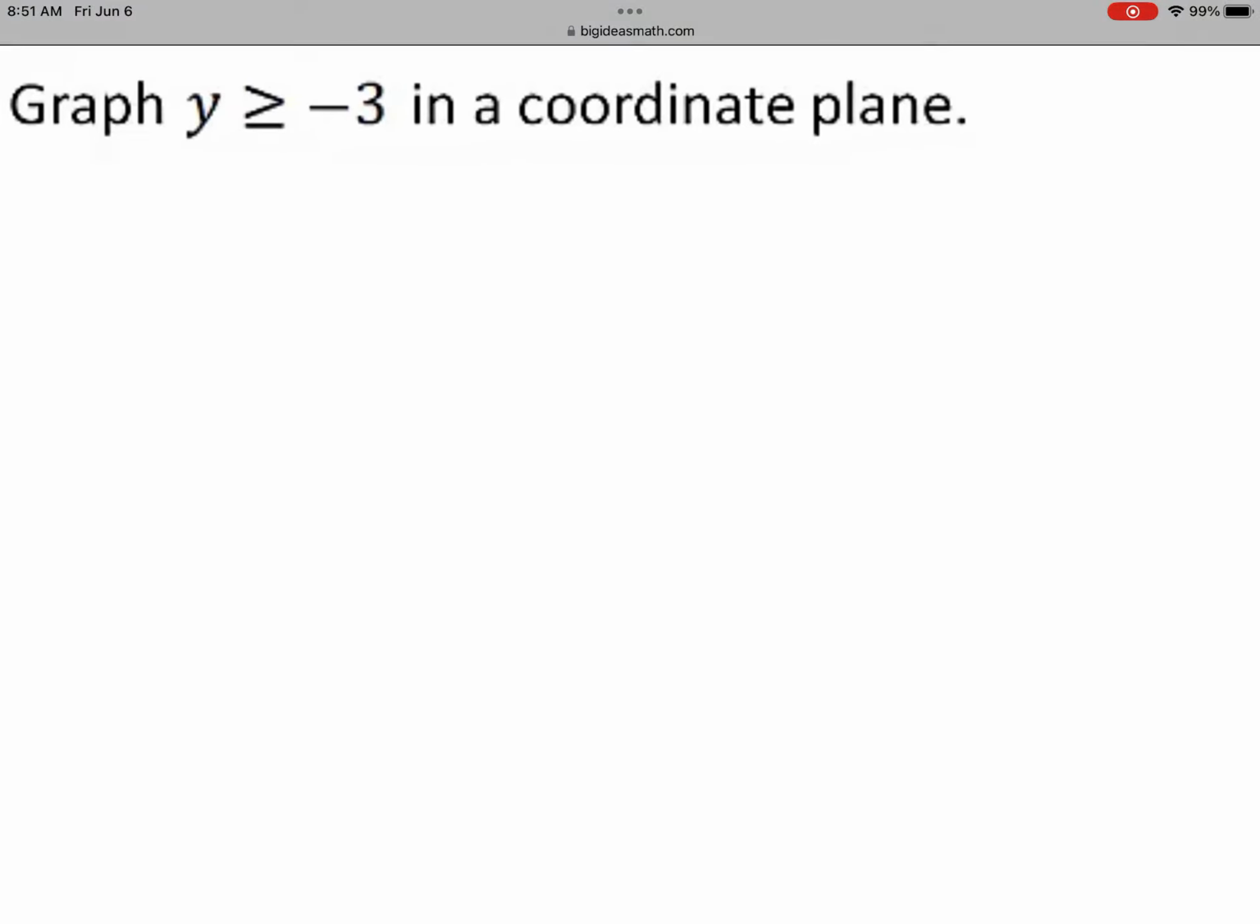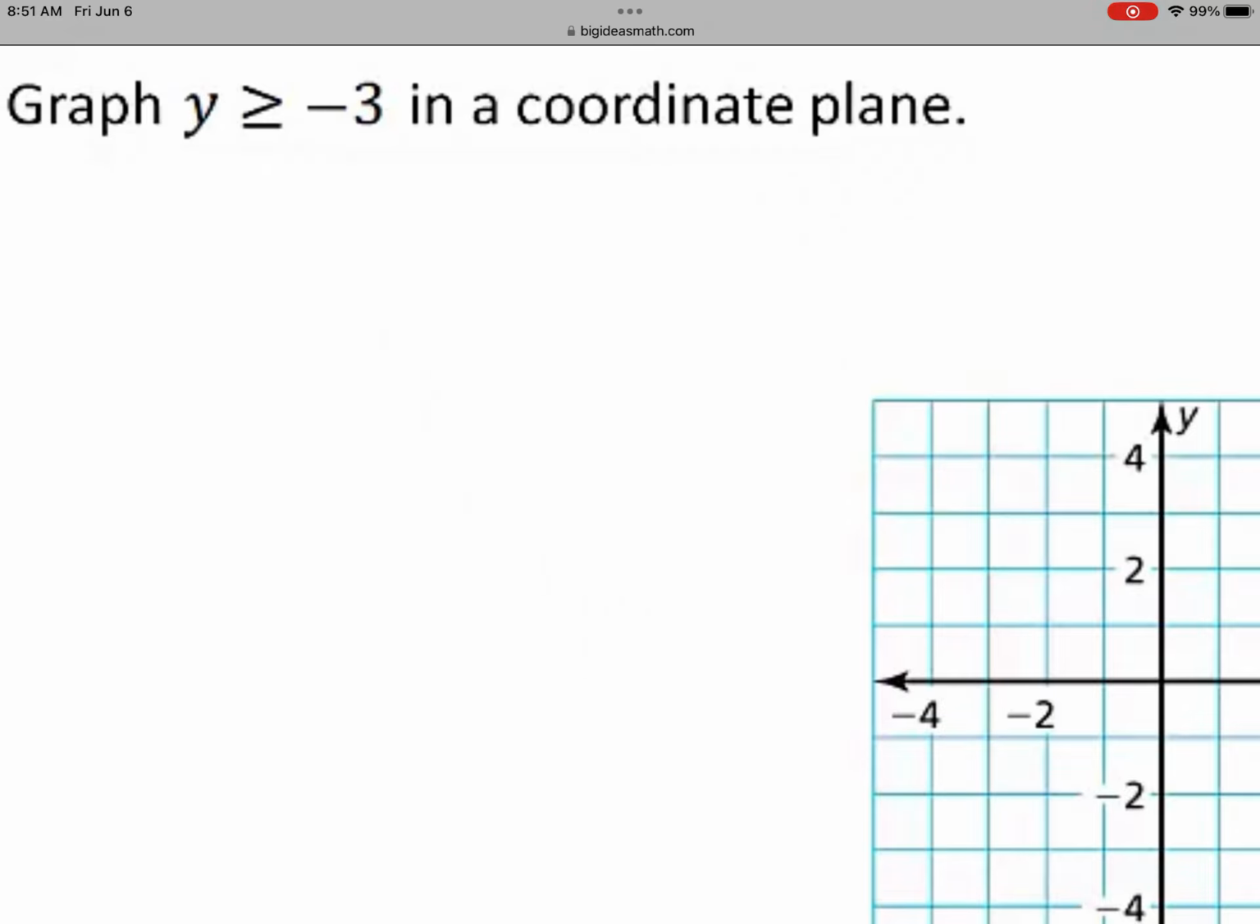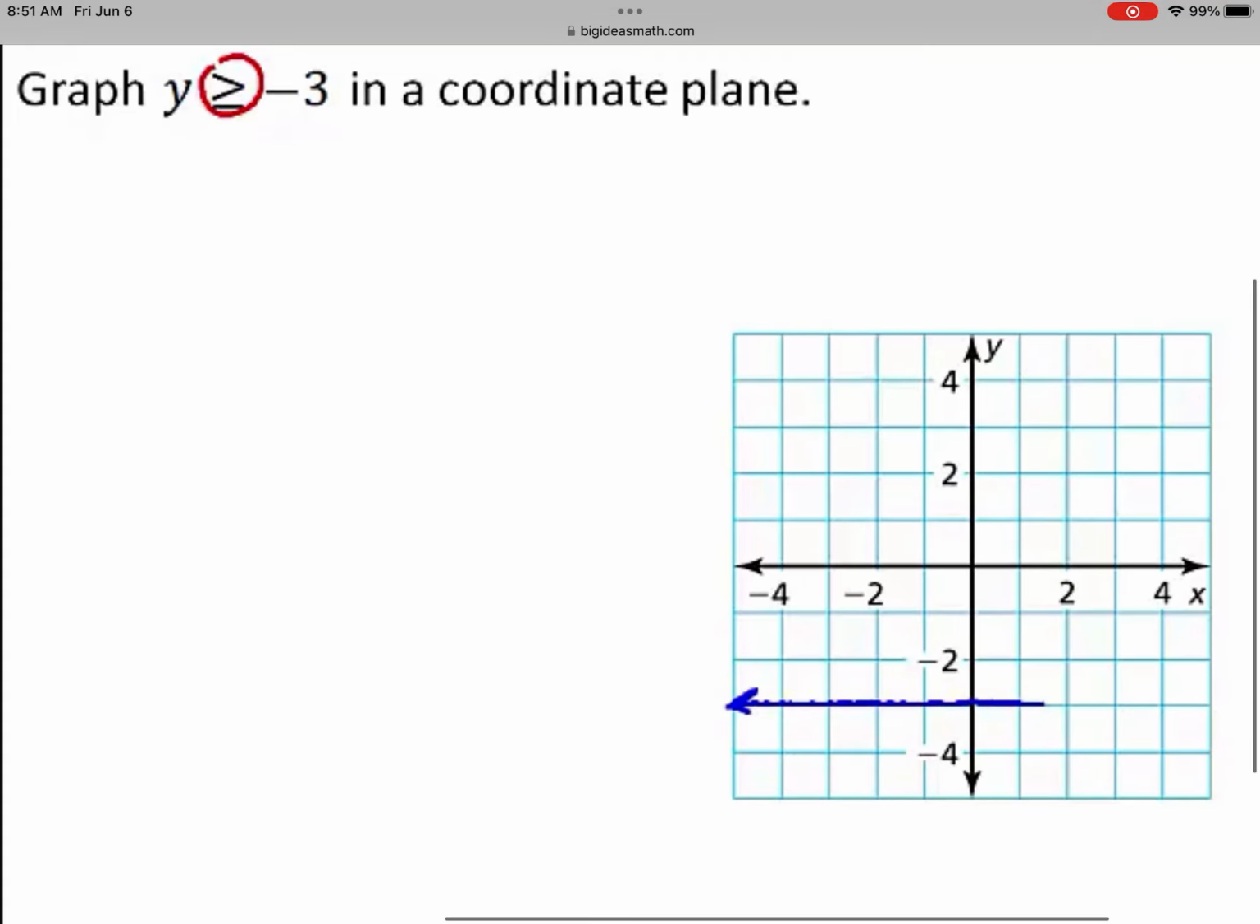Graph y is greater than or equal to negative 3 in a coordinate plane. You first want to graph the boundary line for the inequality, y equals negative 3. Because the inequality symbol includes equal to, use a solid line.